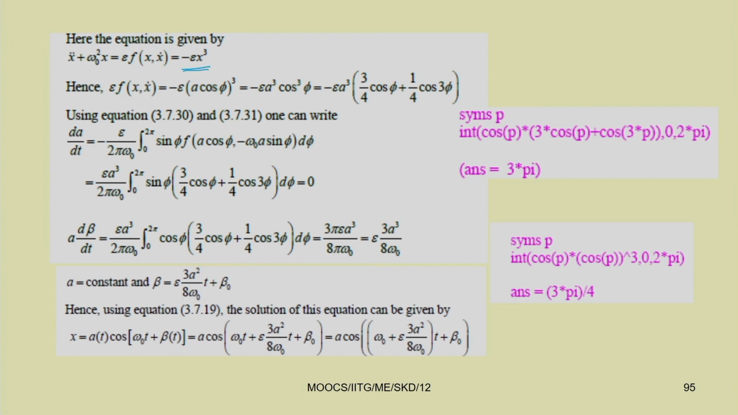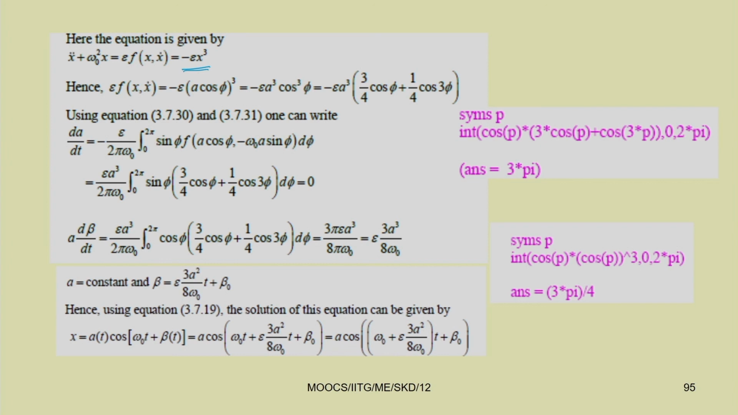So, for x we have to substitute a cos phi. So, this becomes minus epsilon a cube cos cube phi. Previously we have derived this cos cube phi, which can be written as 3 by 4 cos phi plus 1 by 4 cos 3 phi. So, this way we can write this epsilon f(x, x dot) equal to minus epsilon a cube times 3 by 4 cos phi plus 1 by 4 cos 3 phi.